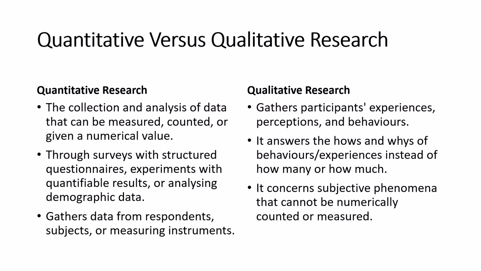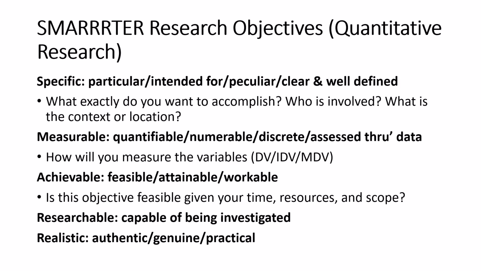Okay, let's proceed. So what are these Smarrrter research objectives? If you look at the slide, we have SMARRRTER. We are looking at these acronyms. There are 1, 2, 3, 4, 5, 6, 7, 8, 9. 9 acronyms. Okay, and then looking at the basic ones we know, but we have extended it further to give us a better clue and a deeper understanding of your research objectives.